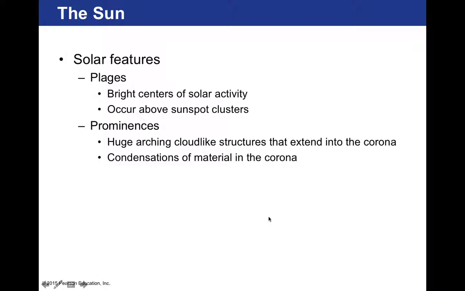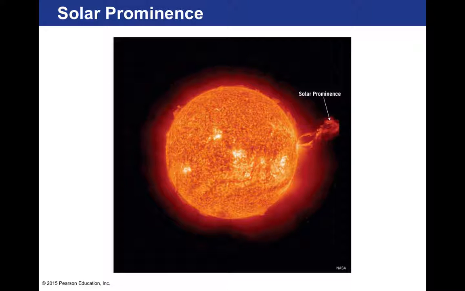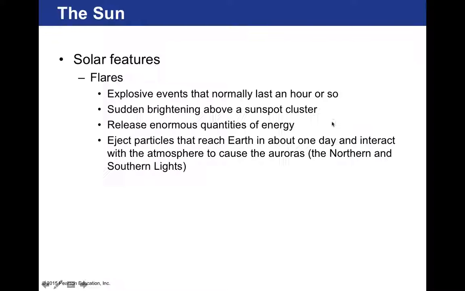Some other solar features, we have plages. These are bright centers of solar activity that occur above sunspot clusters. We have prominences. These are huge arc and cloud-like structures that fly off the surface. It kind of looks like an eruption happening, so this would be a solar prominence. We have solar flares. These are explosive events that normally last about an hour or so. These are the sudden brightening above a sunspot cluster, and they release enormous amounts of energy.